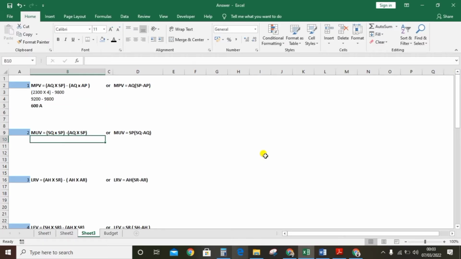So second variance, material usage variance. The equation is SQ into SP minus AQ into SP, or SP within bracket SQ minus AQ. So we need to compare the usage of budgeted and actual. So what is the meaning of SQ?